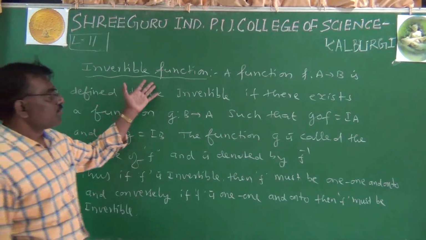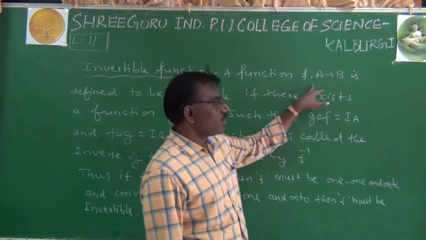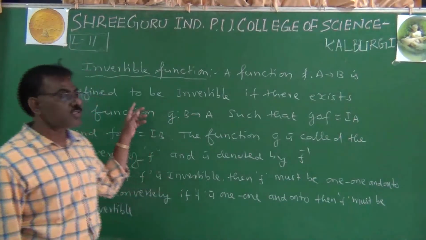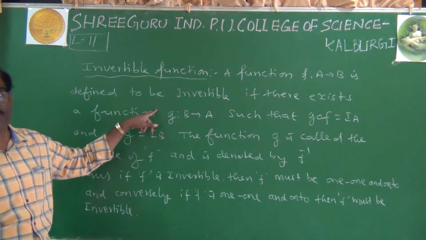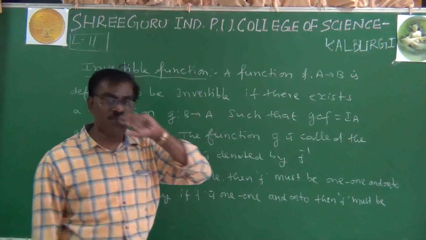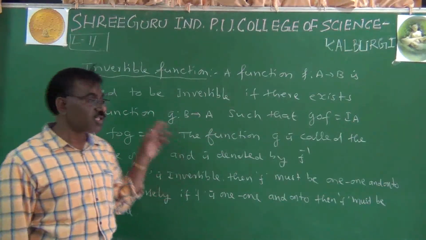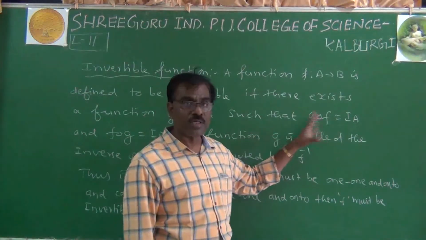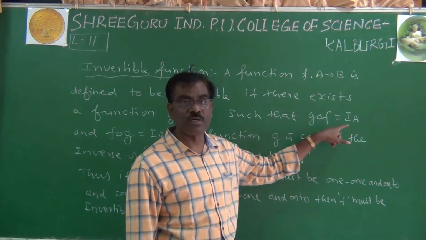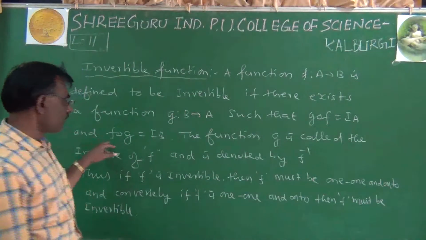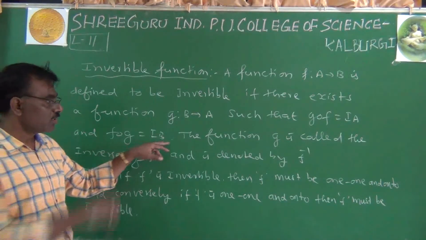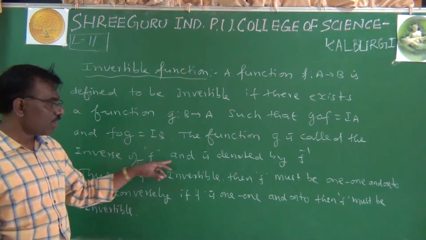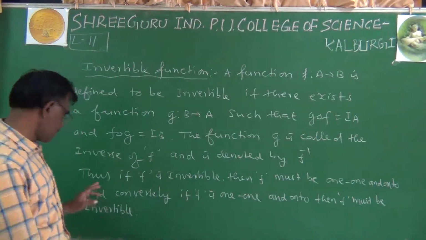Invertible functions definition: a function f from A to B is defined to be invertible if there exists another function g from B to A such that g composition f equals I_A and f composition g equals I_B. The function g is called the inverse of f and is denoted by f inverse.